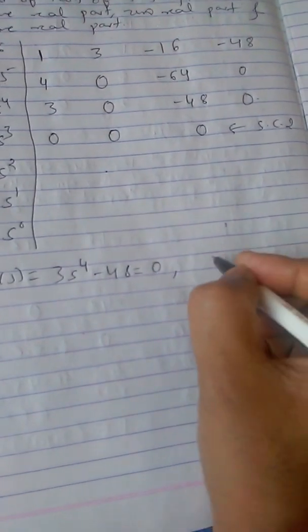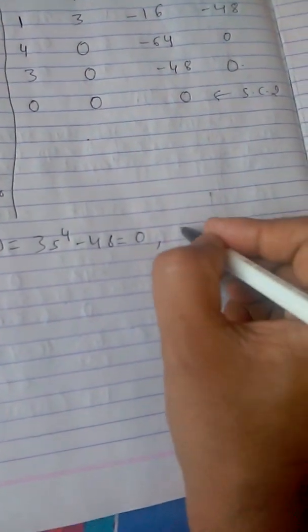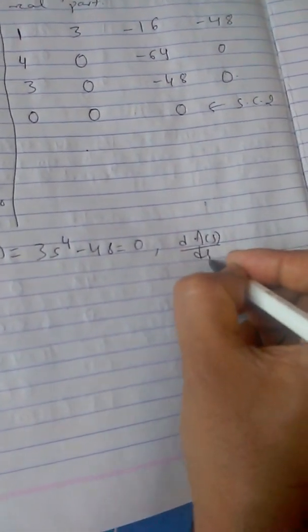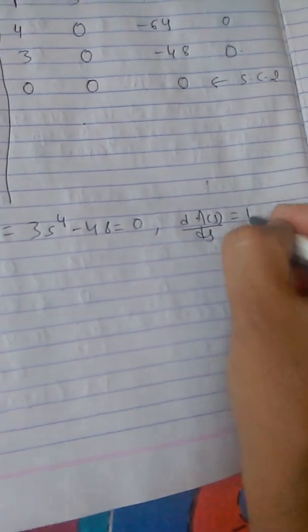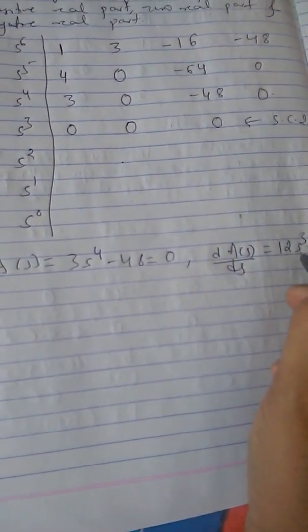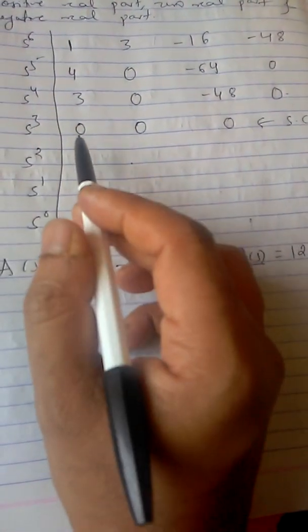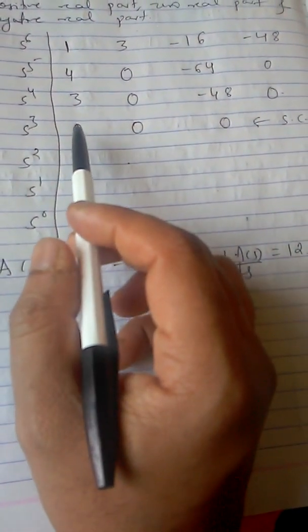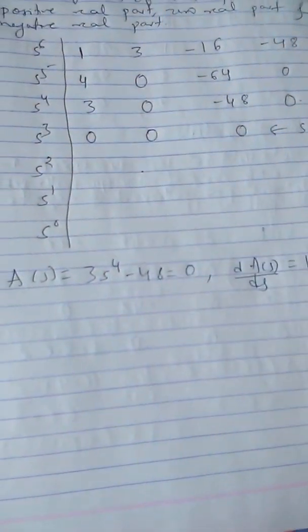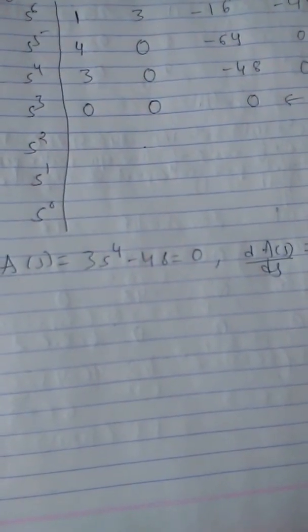So from this auxiliary equation, I need to differentiate this auxiliary equation with respect to s. So I am getting it as 12 s cube. Then what is this 12? 12 is the coefficient of s cube. So in this Routh array, I need to replace this first element of special case 2 by 12. Then again I need to repeat the same procedure.